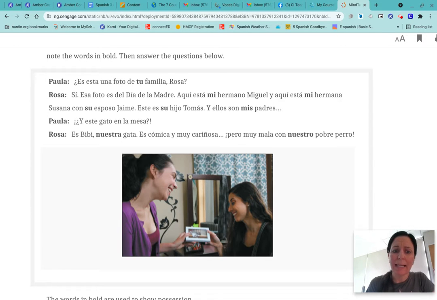Paula responde, ¿y ese gato en la mesa? Rosa, es Bibi, nuestra gata. Es cómica y muy cariñosa, pero muy mala con nuestro pobre perro.